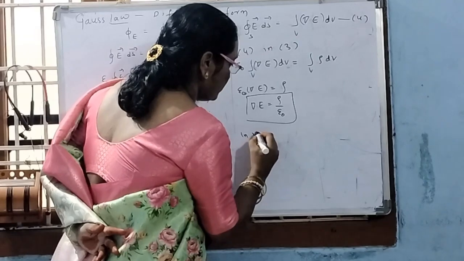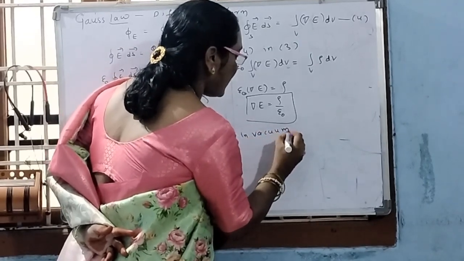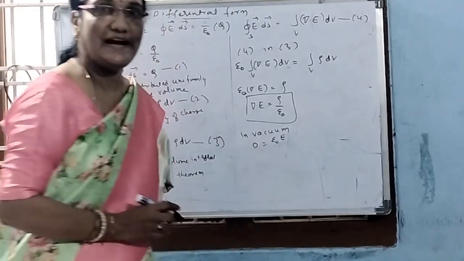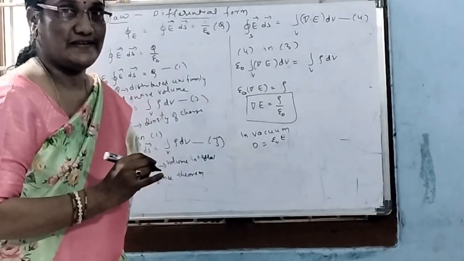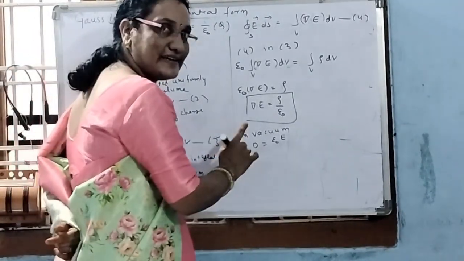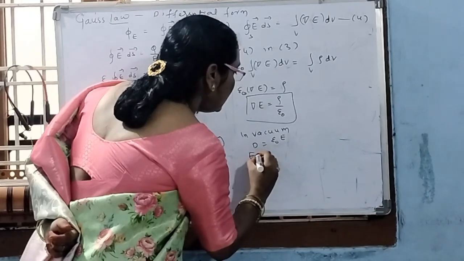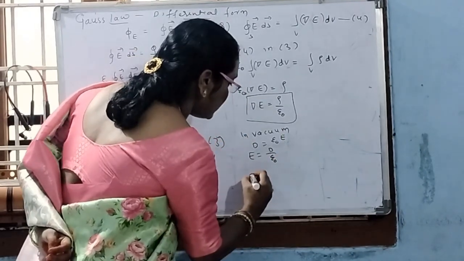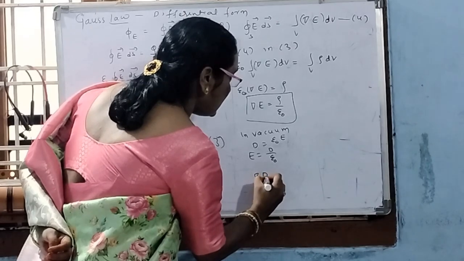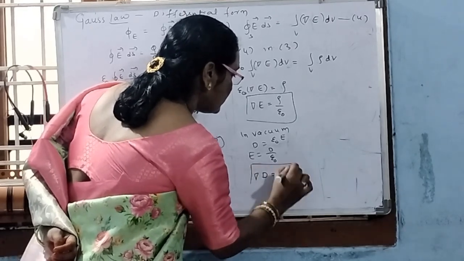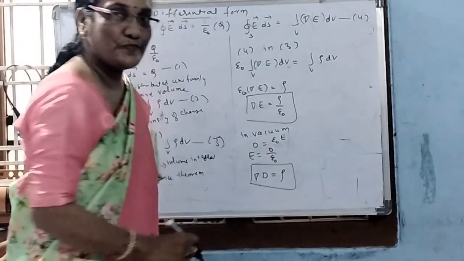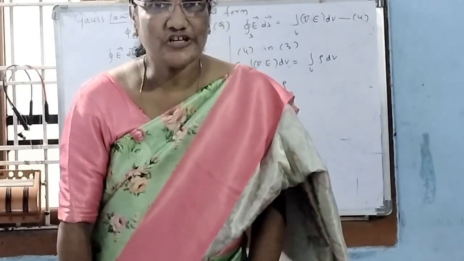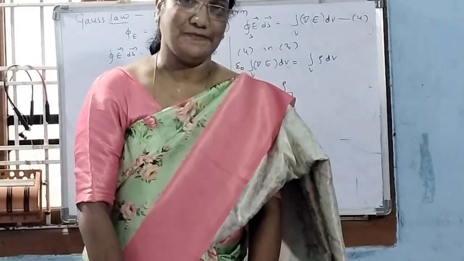So in vacuum, the displacement vector is written as the product of permittivity and electric field. So from here, E equals D by epsilon naught. Substituting here, we get del dot D is equal to rho. So these are the integral and differential forms of Gauss law.